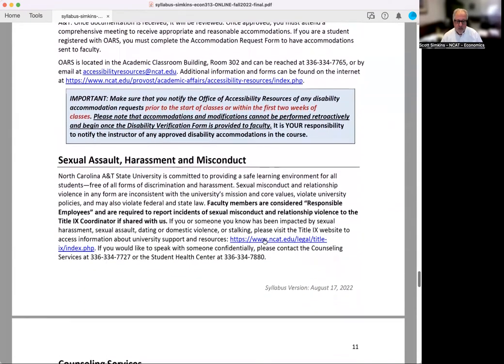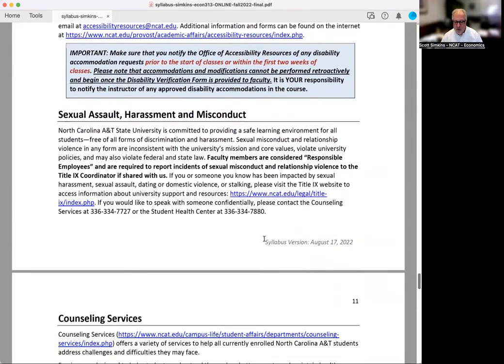Sexual assault, harassment, misconduct, information about that. The university takes this very seriously. So you need to know that as well.